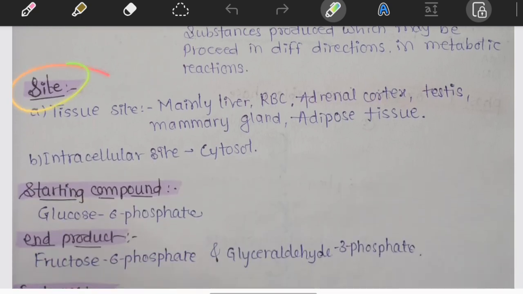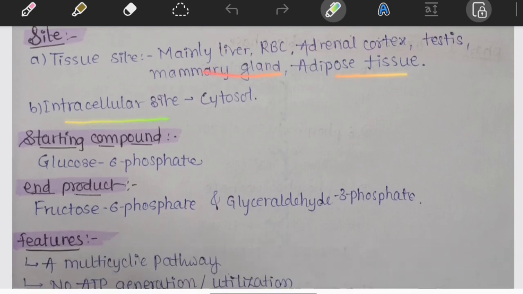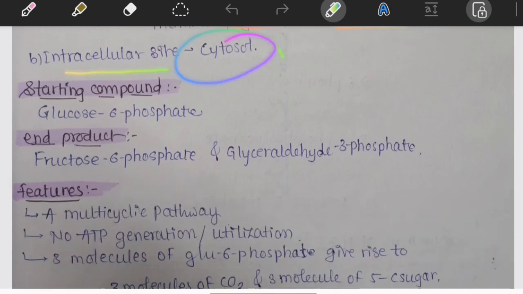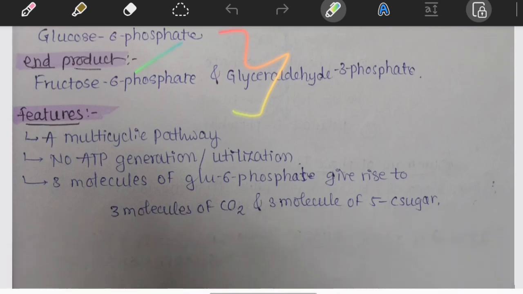Next, we will see the site of the HMP. The tissue sites are mainly liver, RBC, adrenal cortex, testes, mammary gland, and adipose tissue, and the intracellular site is the cytosol. The starting compound is glucose 6-phosphate, and the end products are fructose 6-phosphate and glyceraldehyde 3-phosphate. You should remember the starting product and end product.